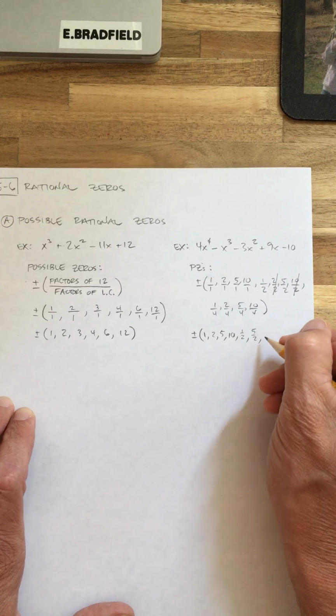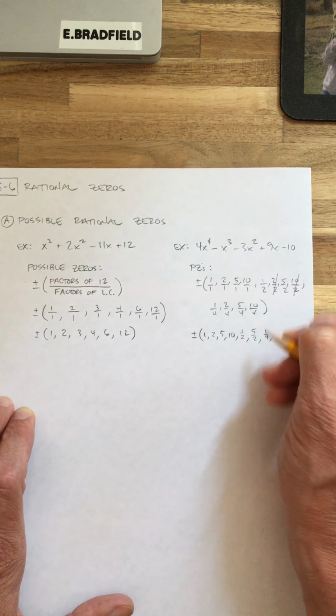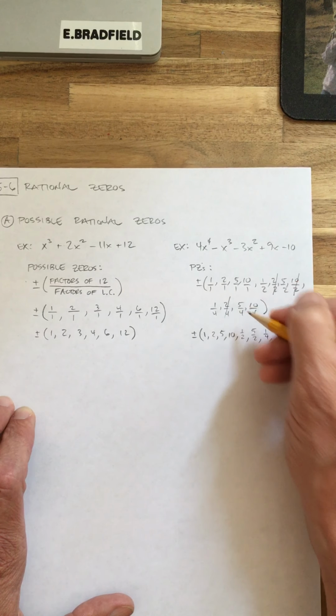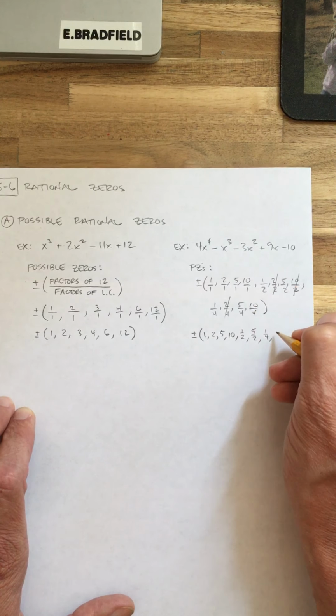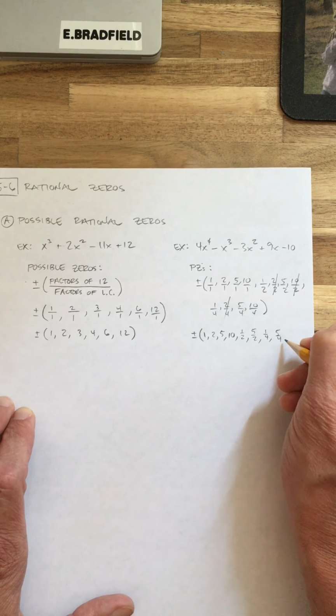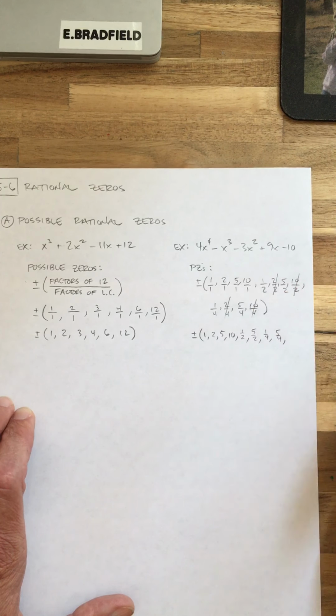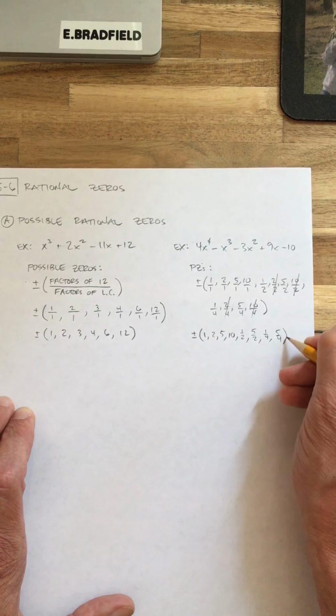Okay, then we have 1/4. So 1/4. We have 2/4. That's the same as a half, so cross that off. Okay, 5/4. Okay, we haven't listed 5/4 yet. Okay, and finally 10/4, but 10/4 is the same thing as 5 over 2, so we've listed that one too. So these are my possible zeros.